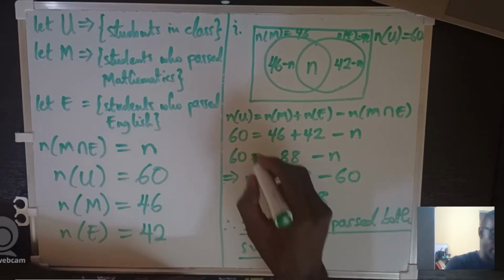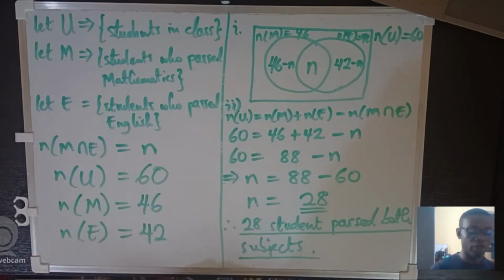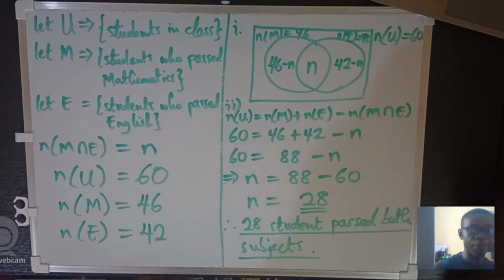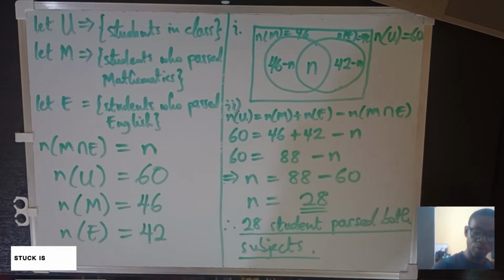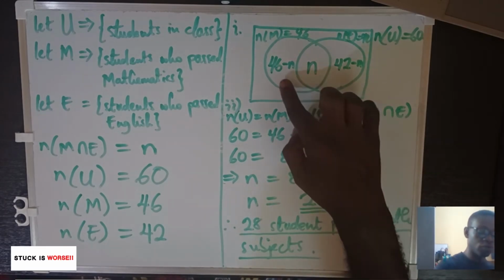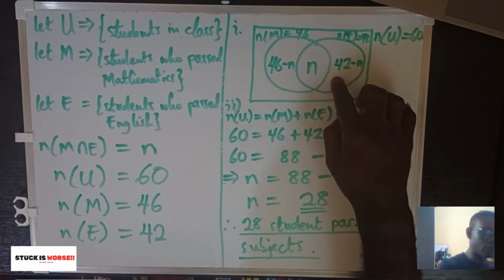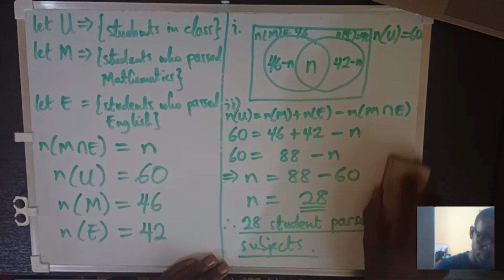So that was your II part. The illustration on the Venn diagram was the I part, and this is the II part. Alright, so instead of using this formula, we can also use the values that we have in the various regions inside the Venn diagram. So let's look at how that would have been.